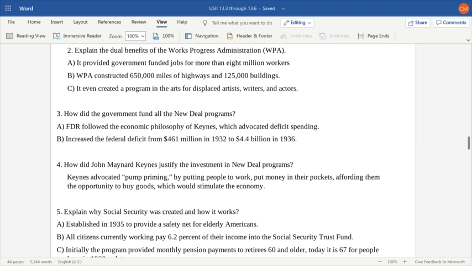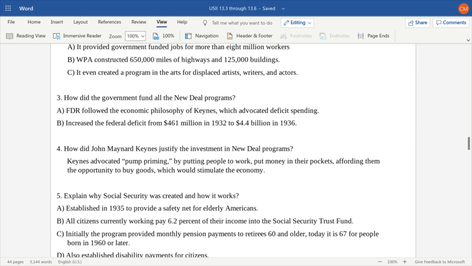Question 4, how did John Maynard Keynes justify these deficit spending programs? He was actually advocating what is called pump priming, by putting people to work, putting money in their pockets, affording them the opportunity to buy goods and pay for services. This could potentially stimulate the economy. So he believed this money would come back into the economy. If it was in the pockets, it would then come out of the pockets as people began to spend money in the economy again.